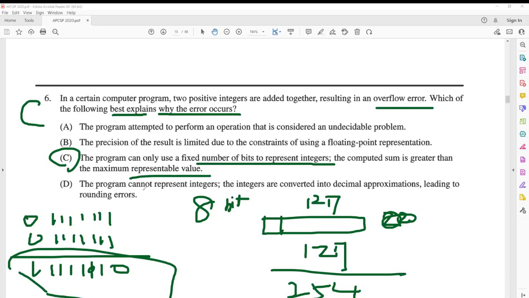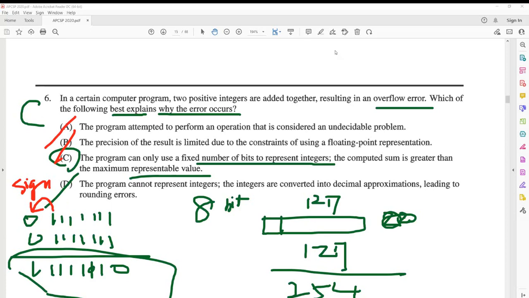Okay. D, the two numbers converted leading to a rounding error? No, it's not a rounding error. It is overflow from your carry bit into the sign bit. It overrides the sign bit. The precision of the resulting bit? Okay, it's not precision. And then the attempt to perform an operation that is considered undecidable? No, it's not an undecidable problem. So the answer is C.